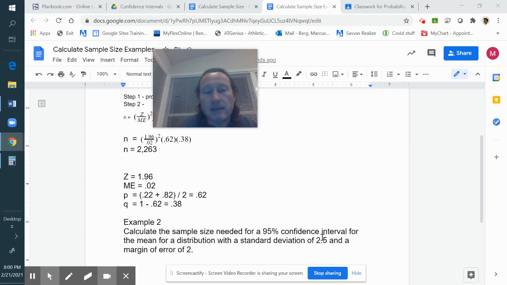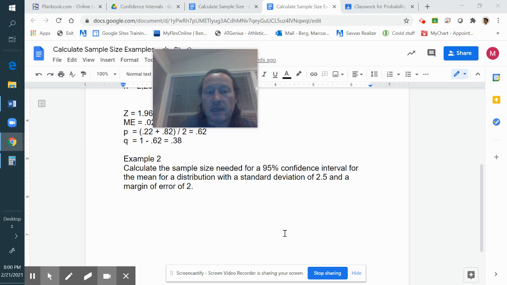Sorry. All right, last thing we're doing is calculating the sample size needed for a 95% confidence interval. This is example 2 in the examples. Calculate for a 90% confidence interval for the mean of a distribution with a standard deviation of 2.5 and a margin of error of 2. So this one's looking for the mean.